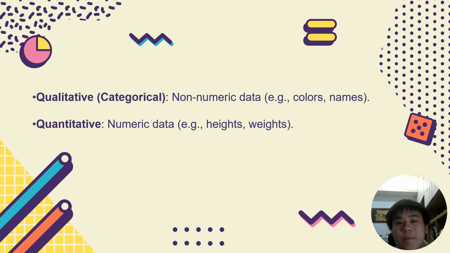To begin with, there are two types of data. There's qualitative data, also known as categorical data, and there's quantitative data. Qualitative data is anything that's non-numeric, for example colors or names, which are not numbers. Quantitative data is any data that is numerical, for example heights and weights. It's as simple as that.